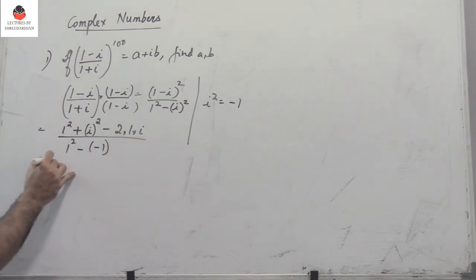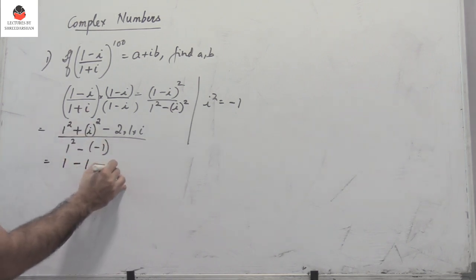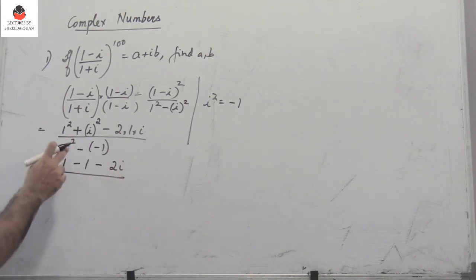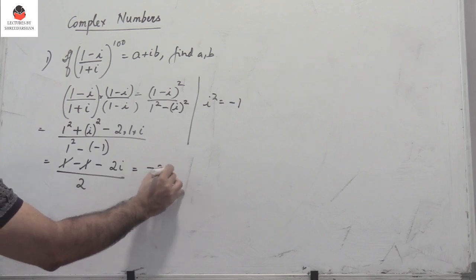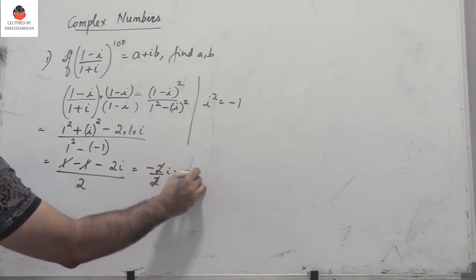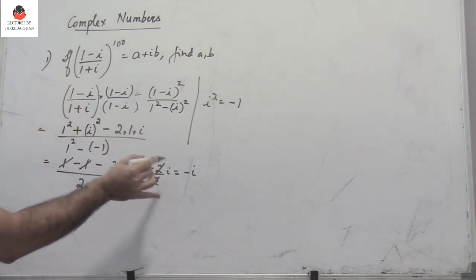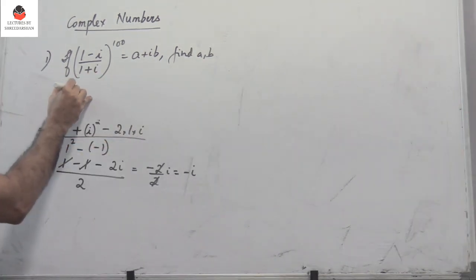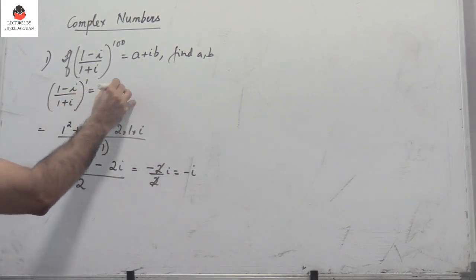So what do we get? We get 1, i square is minus 1, minus 2i, divided by 1, minus into minus is plus, 1 plus 1 is 2. Here 1 minus 1 gets cancelled. So we get minus 2i by 2, 2 and 2 gets cancelled, which is minus i. So therefore (1 minus i) divided by (1 plus i) is minus i, or essentially we can write it as ((1 minus i) divided by (1 plus i)) whole power 1 equals minus i.